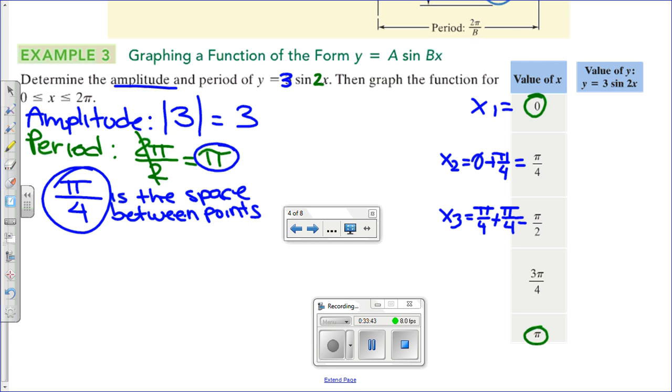Do you guys remember how I used to tell you, get used to fractions? Get used to fractions. No?